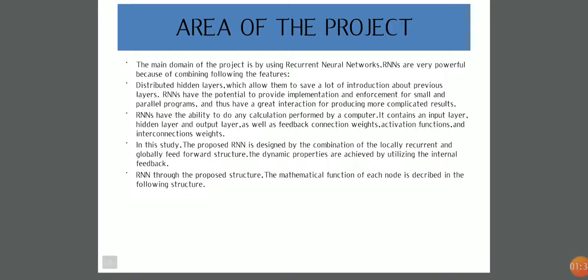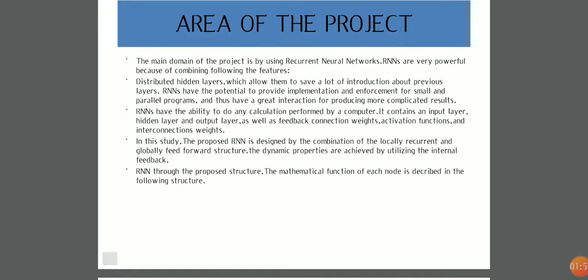And now let us see the area of the project. The main domain of the project is using a recurrent neural network. RNNs are very powerful because of combining the following features: distributed hidden layers, which allow them to save a lot of information about previous layers. RNNs have the potential to provide implementation for small and parallel programs, and thus have great potential for producing more complicated results. RNNs have the ability to do any calculation performed by a computer.